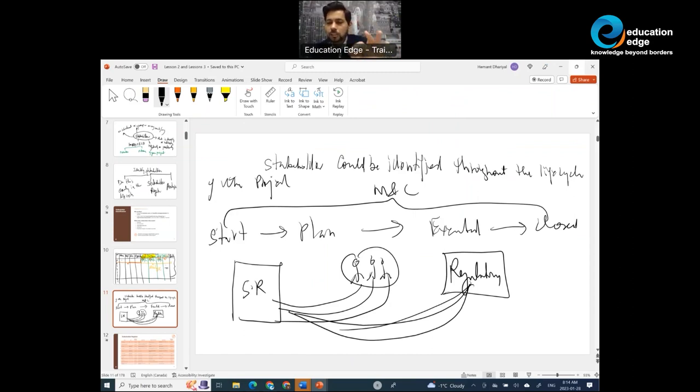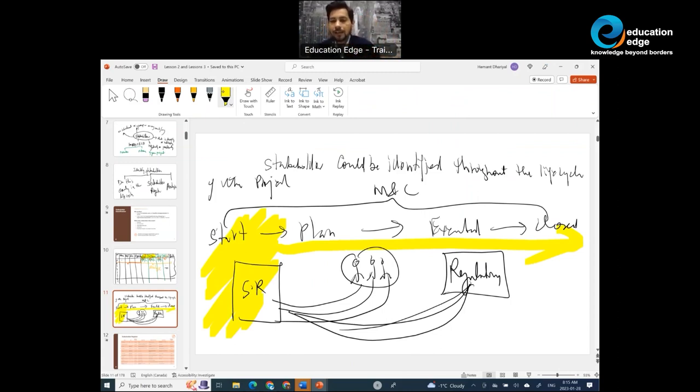But the moment you add a stakeholder, they must be analyzed. And those stakeholders that are high priority based on their power, interest, or influence must be managed closely or kept satisfied. So stakeholders must be identified as early as possible. But identification of stakeholders is a continuous process and continues to happen throughout the life cycle of a project. Anytime a stakeholder is identified, they must be analyzed.